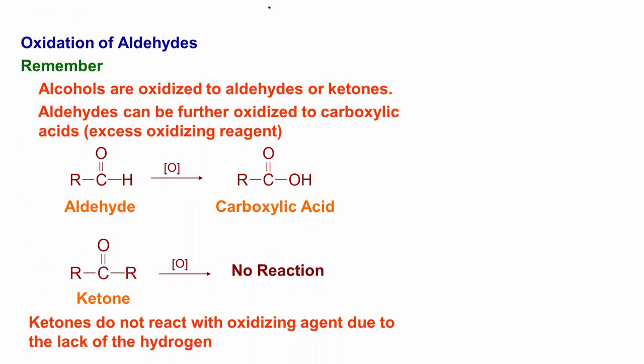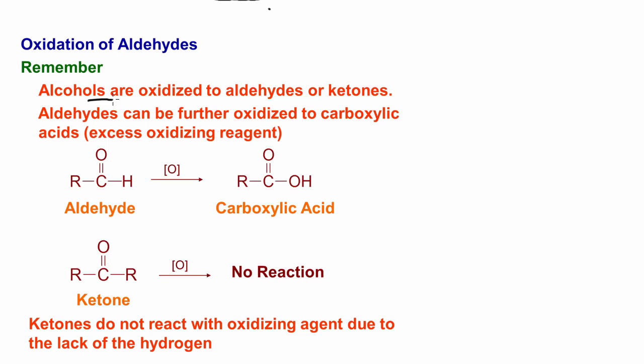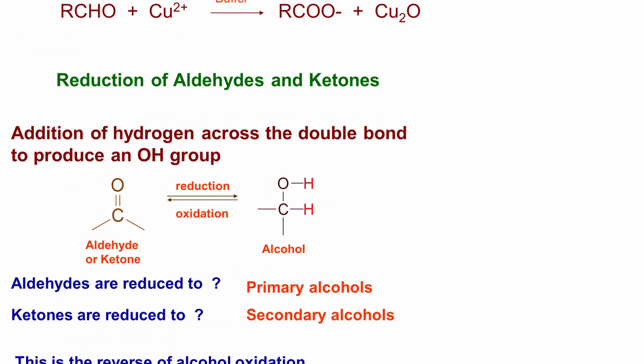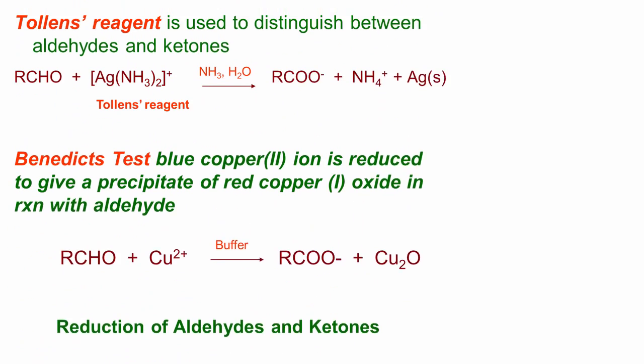Oxidation of aldehydes. Alcohols are oxidized to aldehydes and ketones. We already talked about that before. Aldehydes, as we know, can be further oxidized to a carboxylic acid. Can ketones be oxidized? No. Why? Because the carbon does not have an available hydrogen. So aldehydes, and we already learned this from the last chapter, can be oxidized to carboxylic acids. Ketones cannot undergo oxidation because they don't have that available hydrogen.